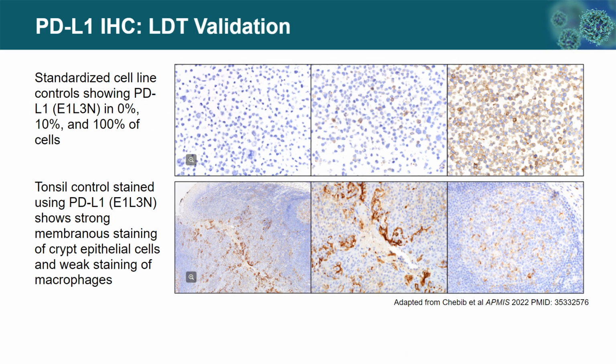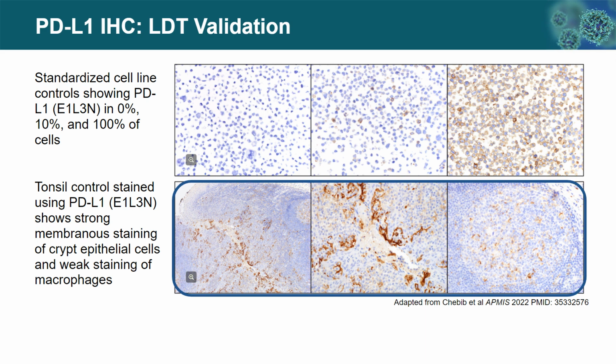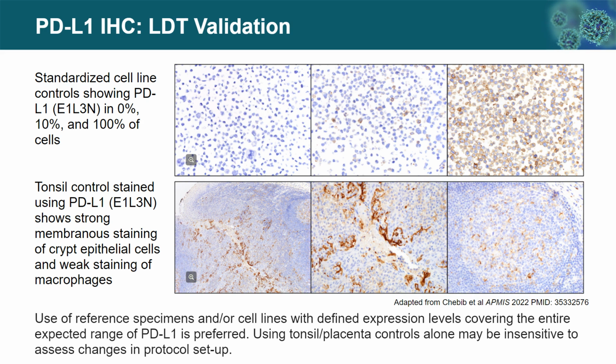Here are some representative images on using standardized cell line controls in the top row or tonsil tissue control in the bottom row to validate PD-L1 immunohistochemistry. Use of reference specimens and/or cell lines with defined expression levels covering the entire expected range of PD-L1 is preferred. Using tonsil or placenta controls alone may be insensitive to assess changes in the protocol setup.